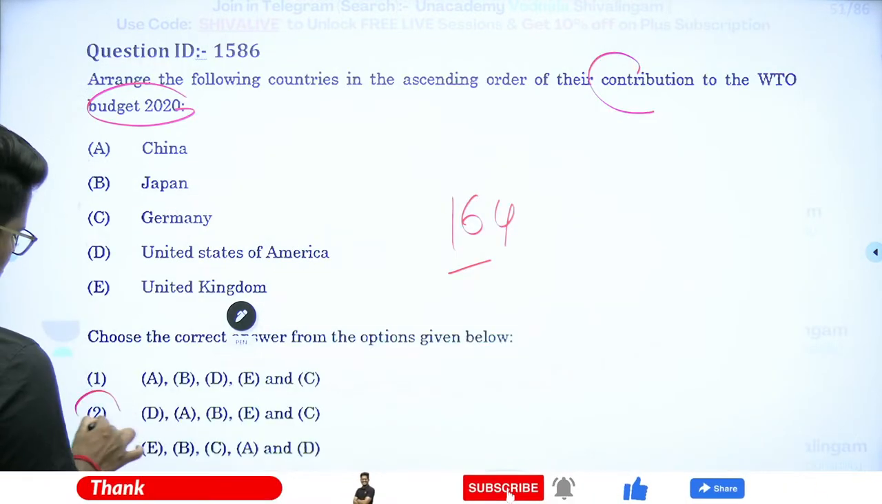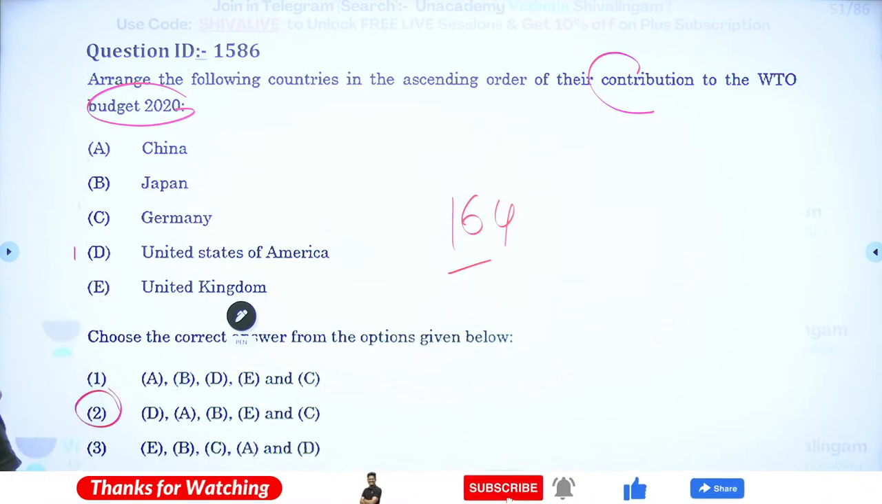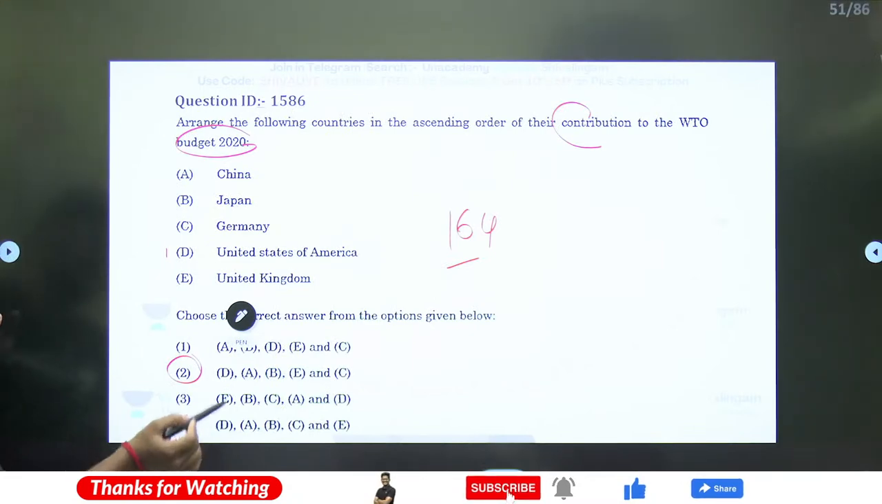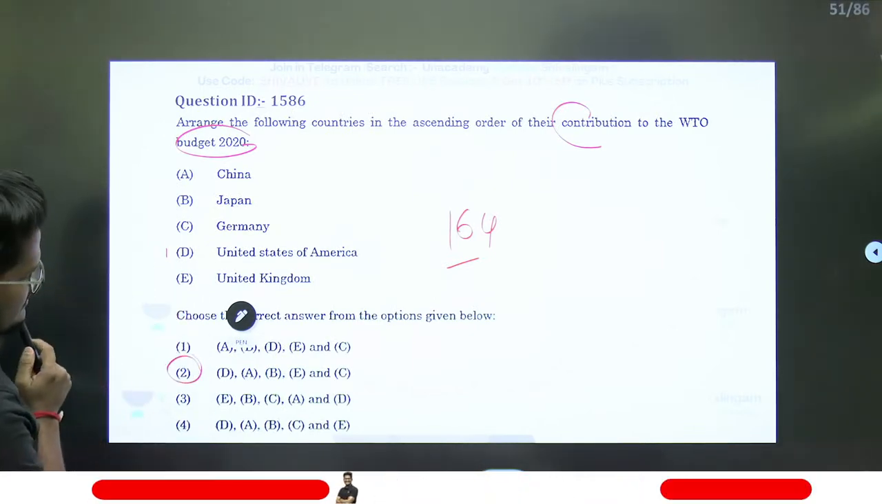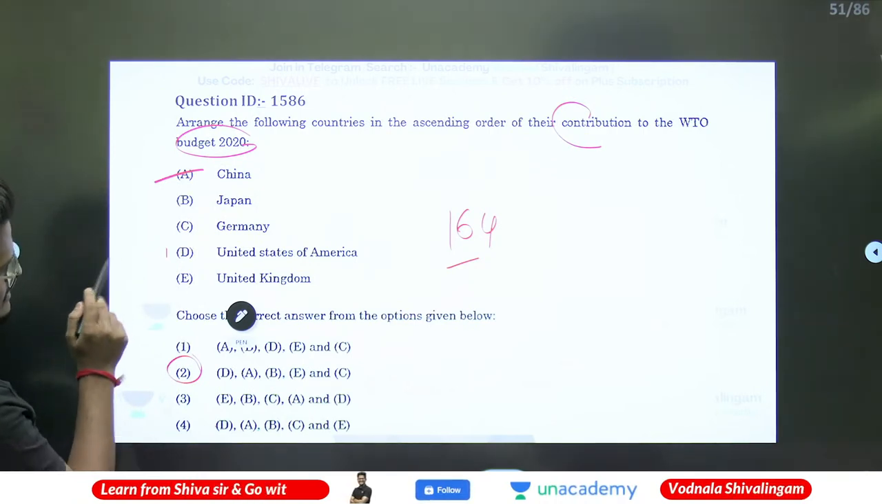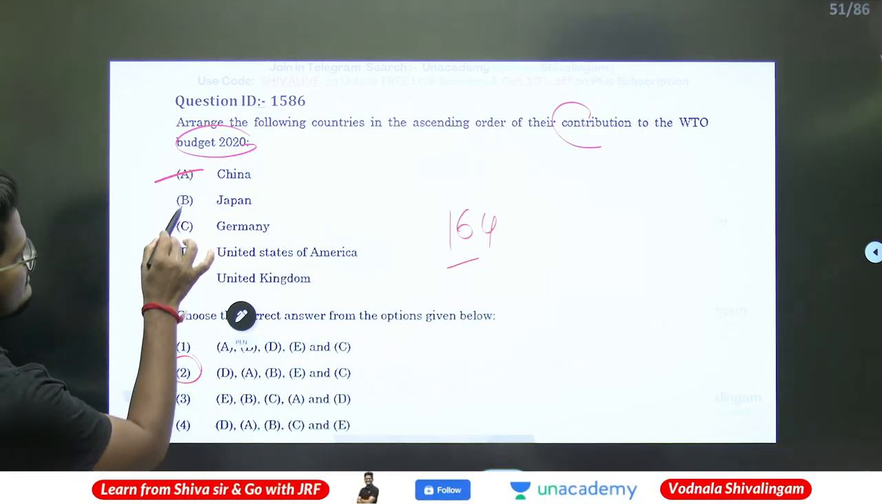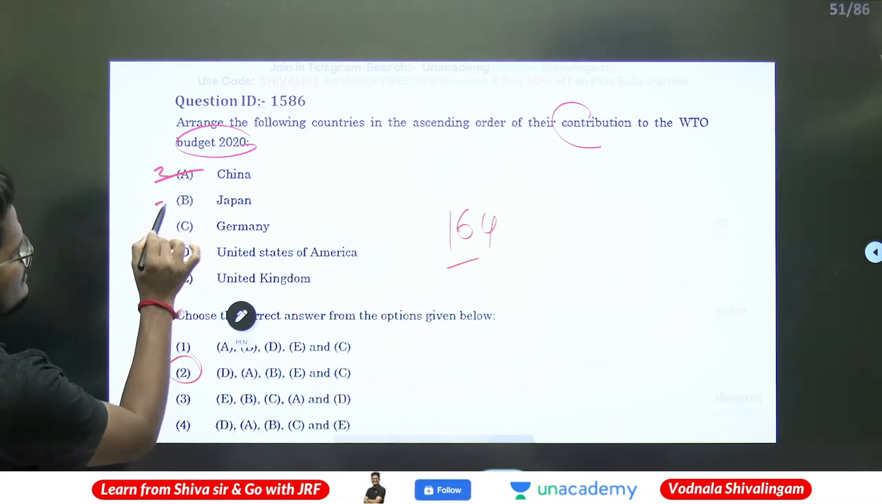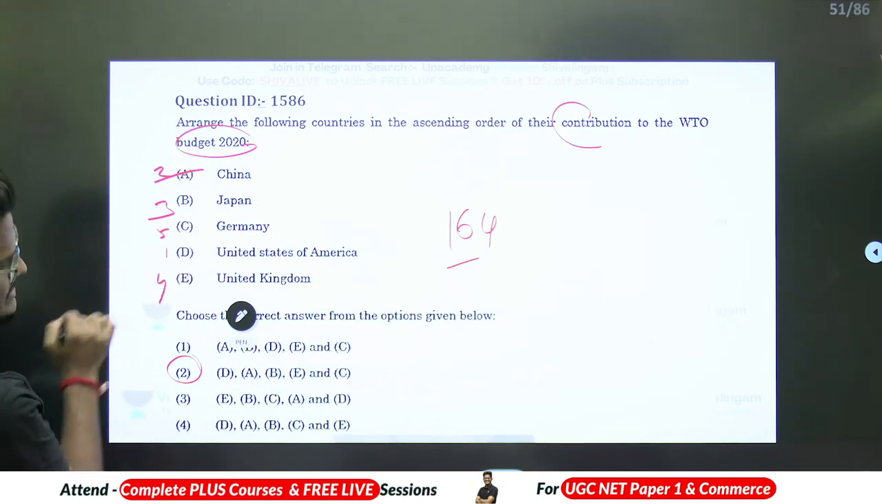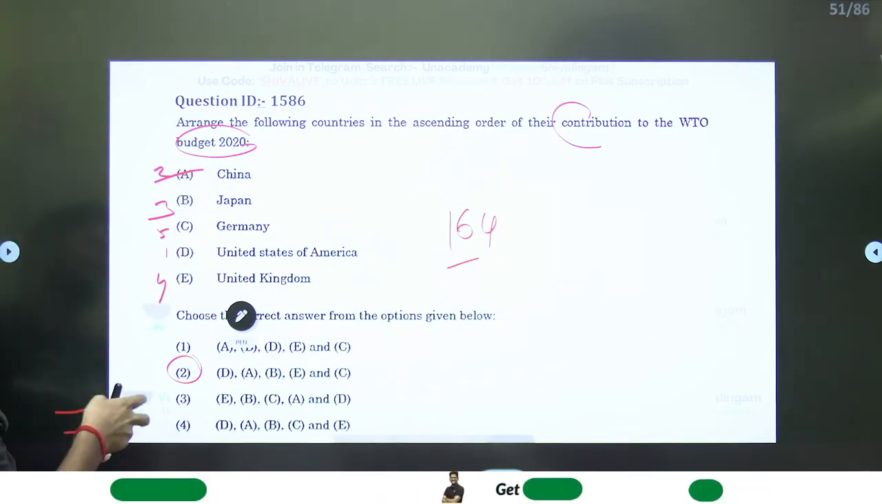Option C, that is D first, United States of America first. But if you look carefully, now two options are available with the US. After the United States of America, then A, China is there. After China, then you have B, that is Japan. After Japan, E, United Kingdom is there, later Germany is the last one.